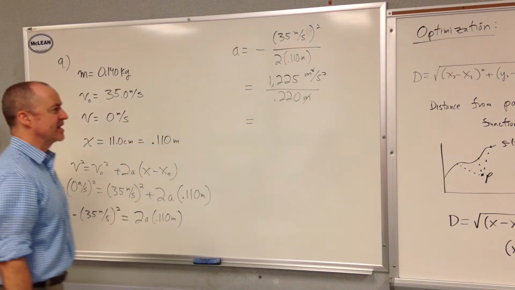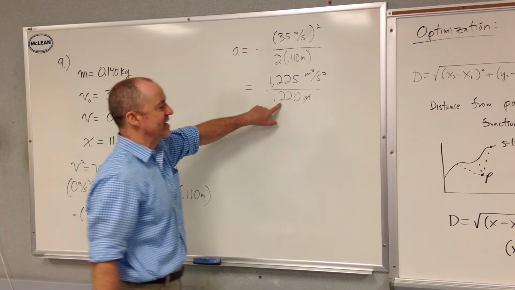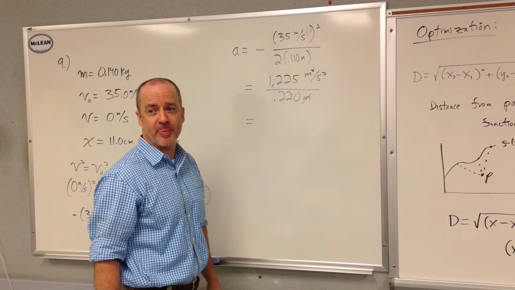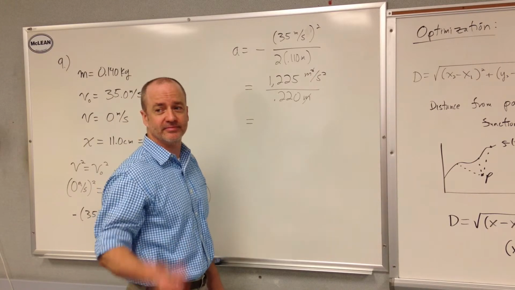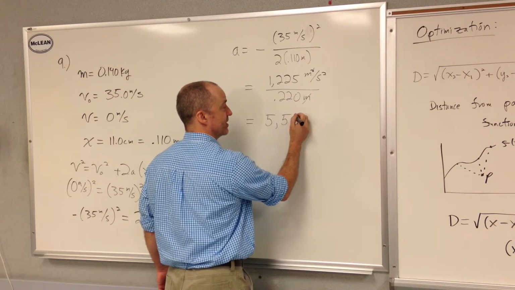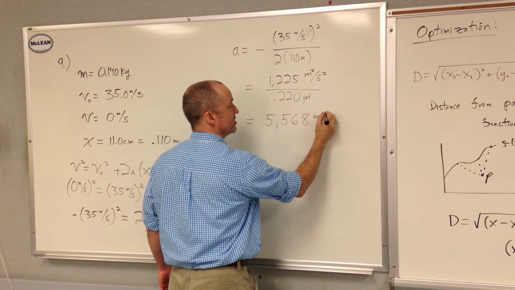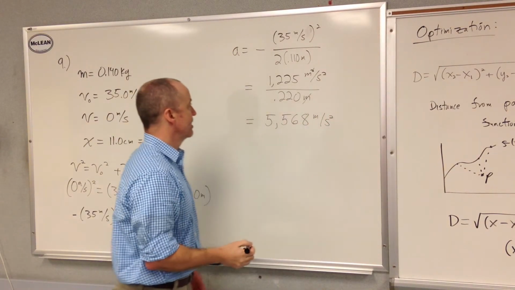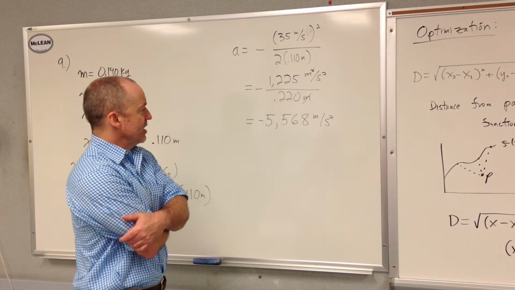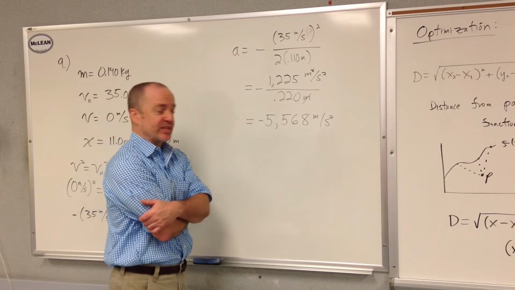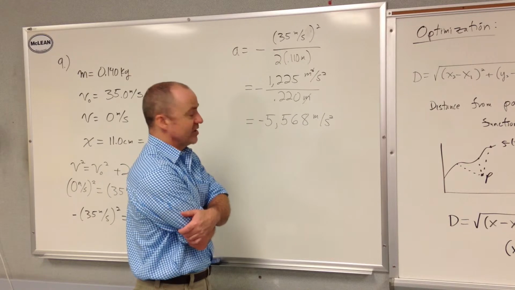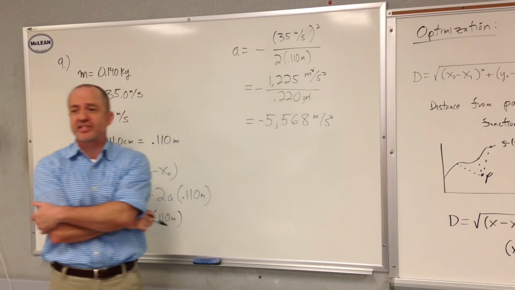I'm expecting this to get about 5 times larger because I'm dividing by a decimal close to 1/5. So I'm looking at 6,000-ish. You're looking at 5,568. 5,500 and 68 meters per second squared. Negative. So that's about, let's see, gravity rounds to 10 meters per second squared, so that is about 550 times more acceleration than gravity.